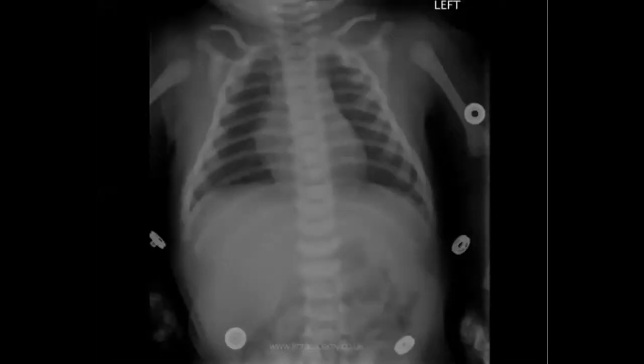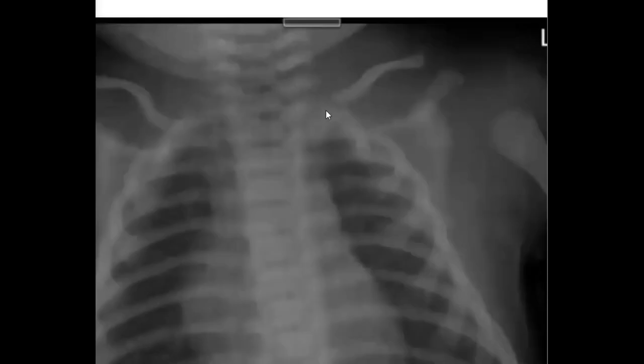I hope that you enjoyed today the short dose before Ramadan, and inshallah, Ramadan Kareem for everyone. This one again, clavicle fracture, but at the medial end, you can see it here.